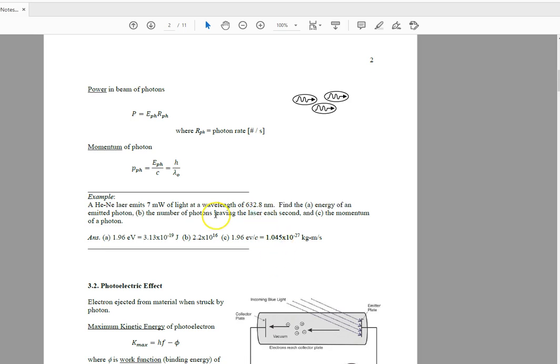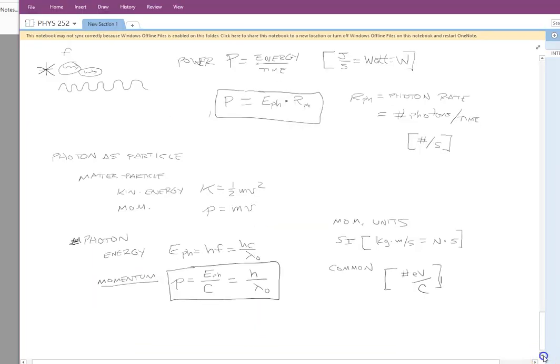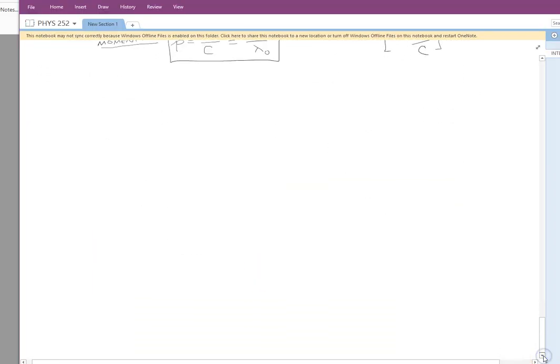All right, so let me go back to our notepad and we'll write this down. So I'm going to consider my helium neon laser. This is an example. I know that the output power, let me not confuse that with momentum, uppercase P, is 7 milliwatts. And I know that the free space wavelength, which is the wavelength in air, is 632.8 nanometers.